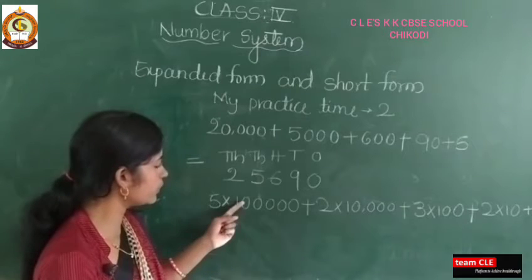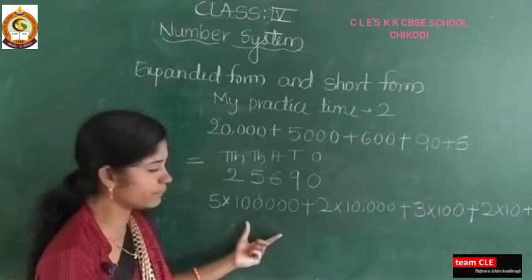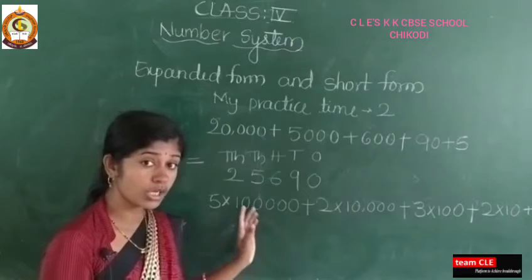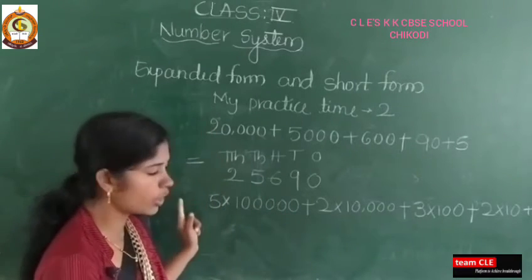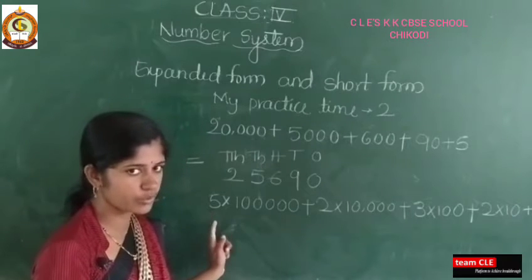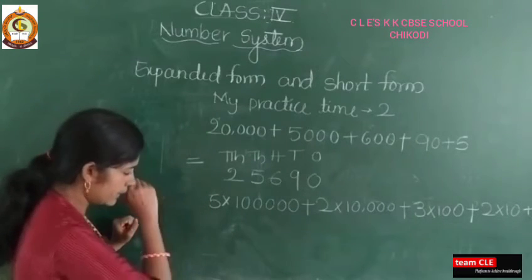See here, 5 into 1 lakh. I wrote directly here 5 lakh, that is also correct. Okay, 5 into 1 lakh. We are following this method also, and this method also we are using. Both are correct. So write here place value chart.